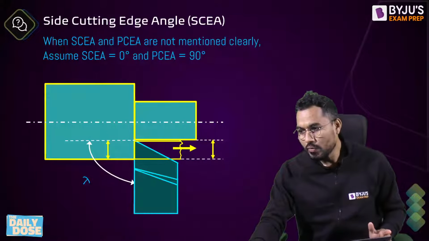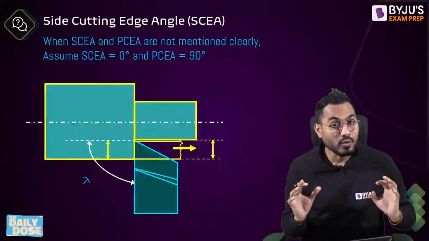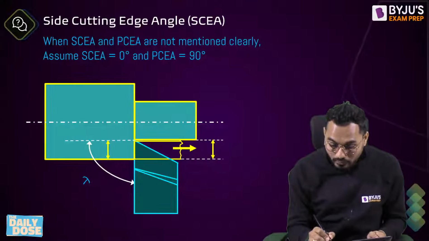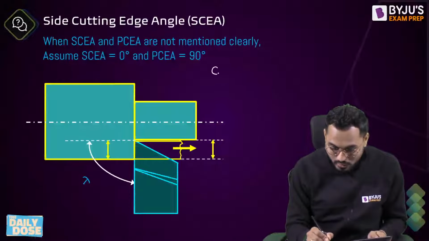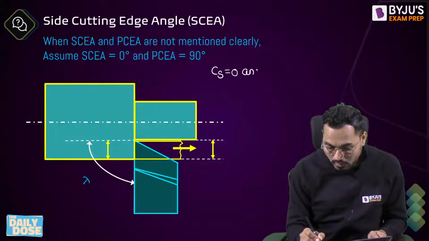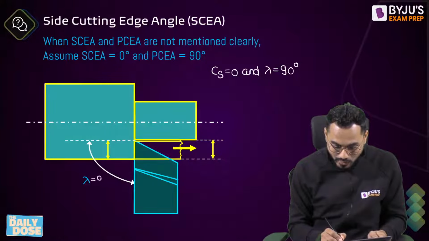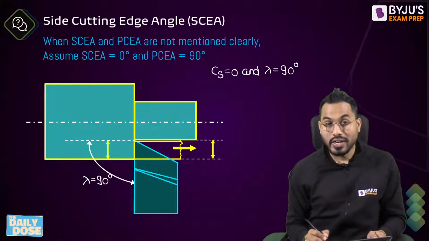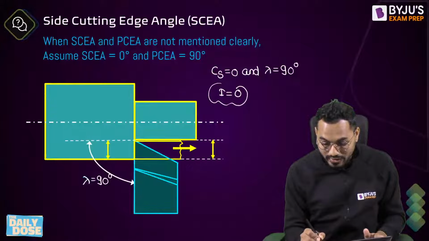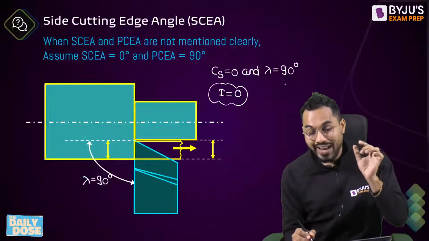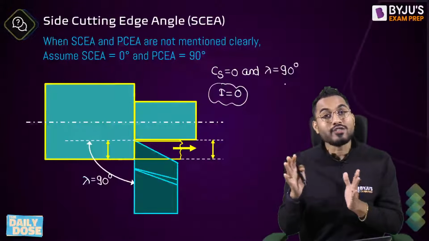And therefore it has to be observed that we have to assume sometimes, if nothing is mentioned clearly in the GATE examination problem, that the side cutting edge angle Cs is exactly 0 and the principal cutting edge angle lambda is exactly equal to 90 degree. Whatever figure is drawn here, lambda is equal to 90 degree. So in addition to inclination angle being 0 for orthogonal cutting operation, we have to assume that Cs is equal to 0 and lambda is equal to 90 degree. That means it has to be assumed the machining is a pure orthogonal cutting operation, and then the rest of the analysis has to be done.